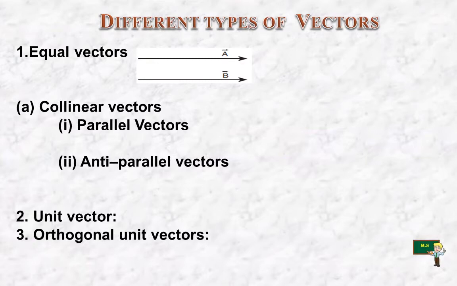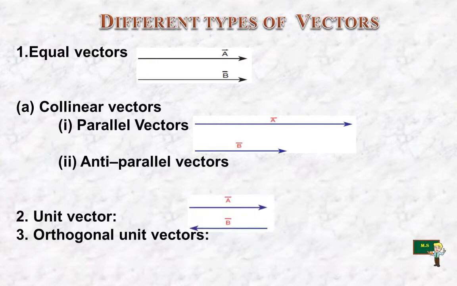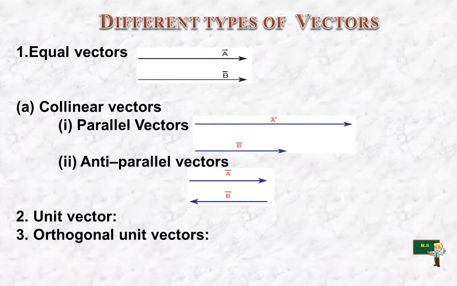Then collinear vectors. First one is parallel vectors. You can see the parallel vectors. The size may be different, the length may be different, but they move in a parallel direction. Then anti-parallel vectors. You can see both have a different direction. Then unit vector, and the last one is orthogonal unit vector. In the picture you can see it shows the x, y and z direction. This is called orthogonal unit vectors.